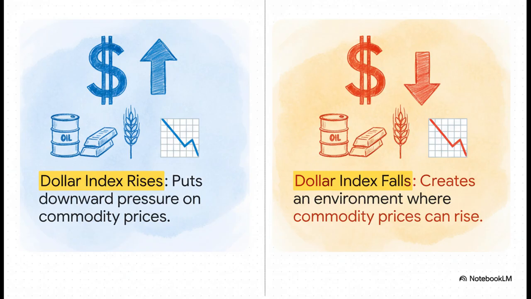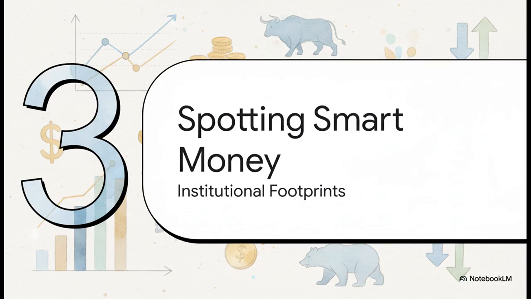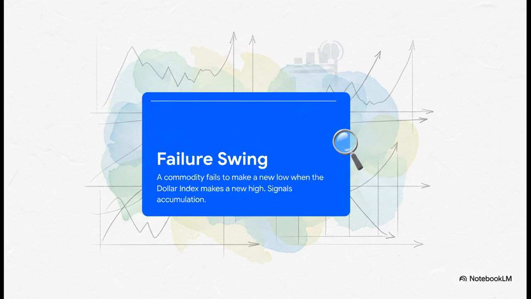It's that important. Okay, so we know we need to watch the dollar. But that still leaves the question, which specific commodity do we trade? Because they're not all going to move together. And this is where we learn how to follow the footprints of the big institutions using something called relative strength analysis. This right here, this is the absolute heart of the technique.